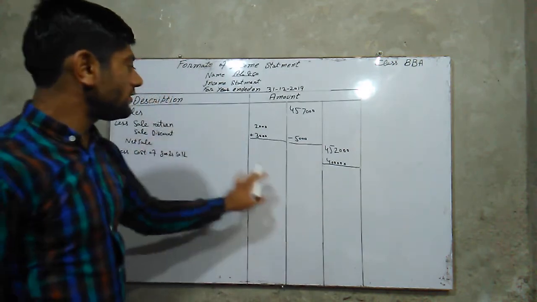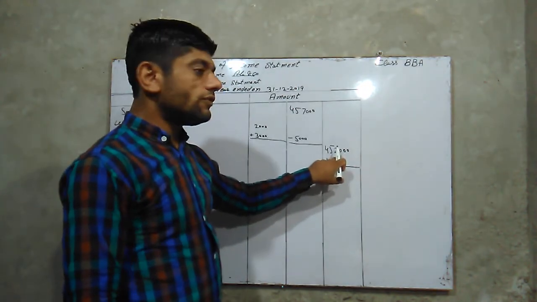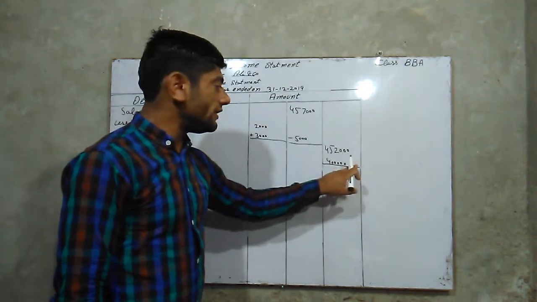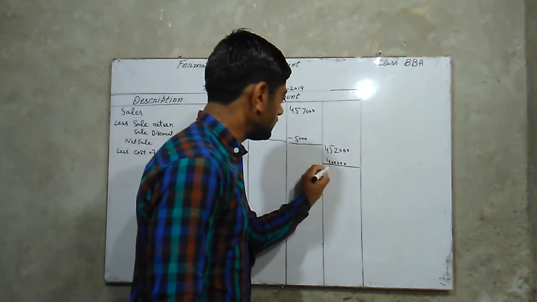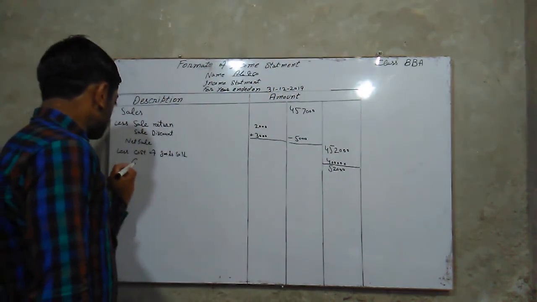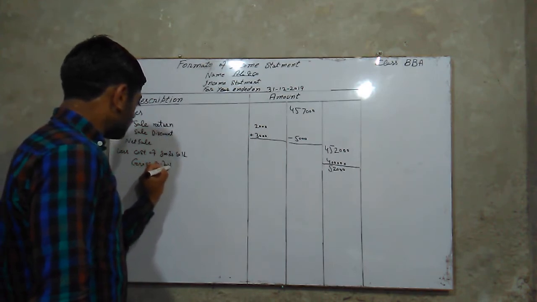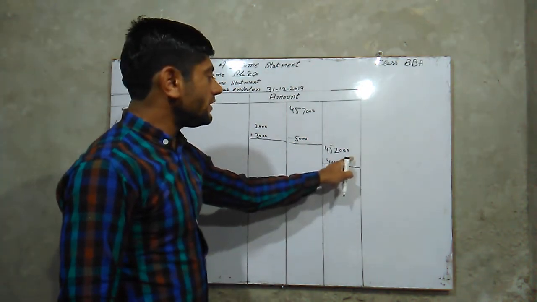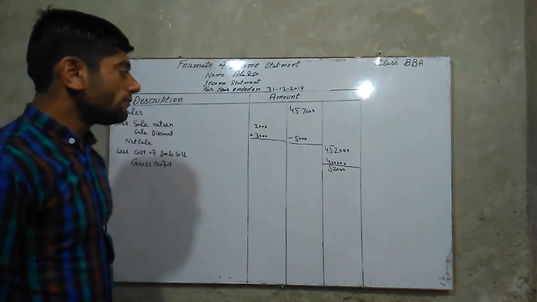So compare which value is greater. The sale value is 4,52,000 and our cost of goods sold is 4 lakh. So our revenue is greater than our expense. So here our profit is 52,000. That is our gross profit. If the cost of goods sold is greater than sales, then it is a gross loss. So now we have our gross profit.